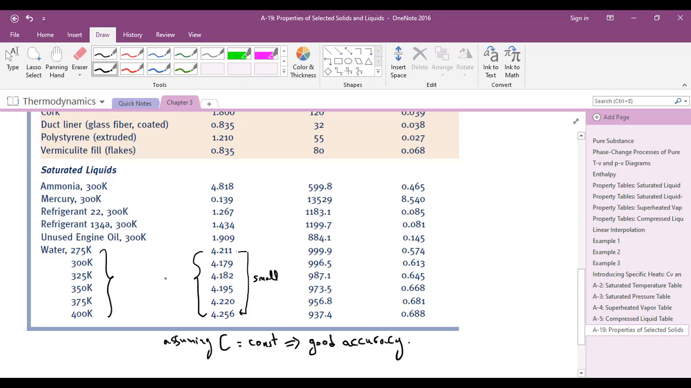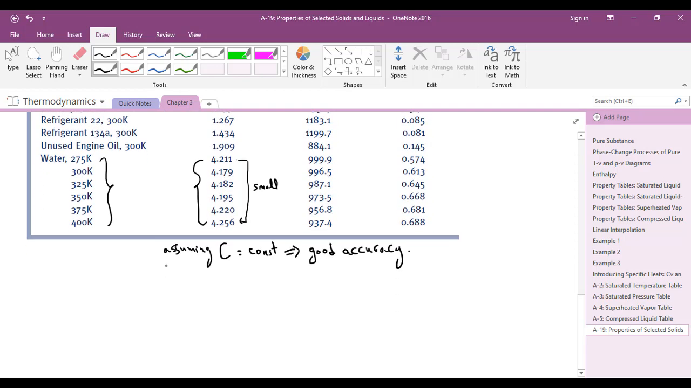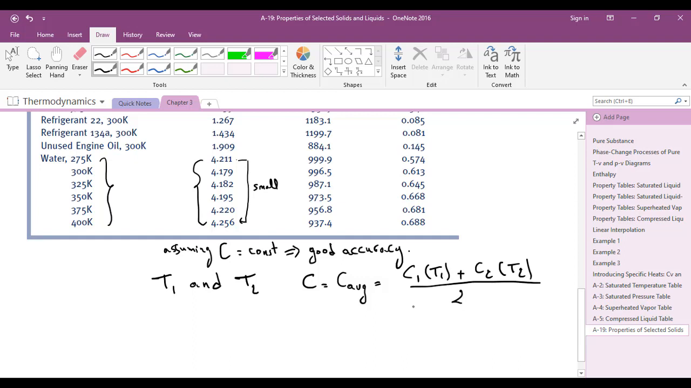What I recommend, if you have a pure substance undergoing a change between a temperature T1 and T2, is that you can always take C as the average value between T1 and T2. So it is C1, which is evaluated at T1, plus C2, which is evaluated at T2, over 2. In this way you will have accurate values.